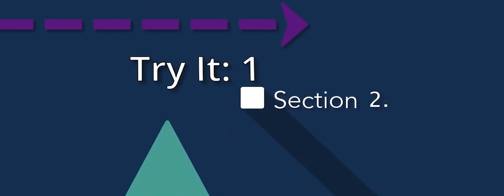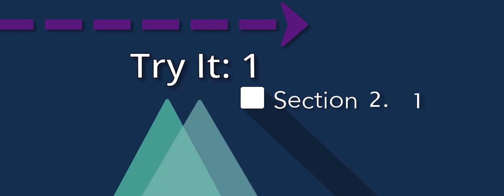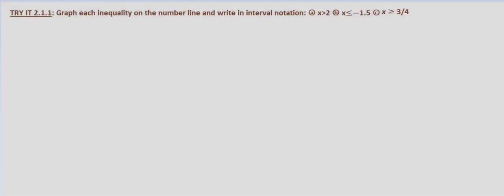In this first part of lesson two, we're looking at graphing and writing in interval notation inequalities. So we'll graph the inequality on the number line and then we'll write it in interval notation with part A. We're given x is greater than 2. That's non-inclusive. In other words, it doesn't include the equal sign.